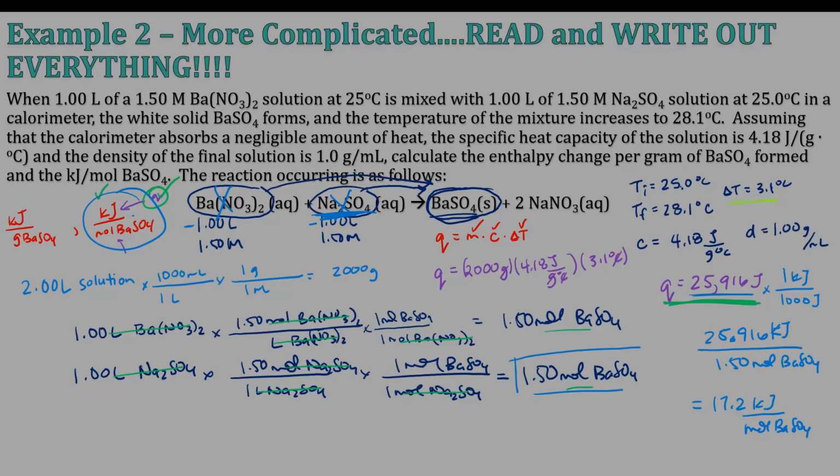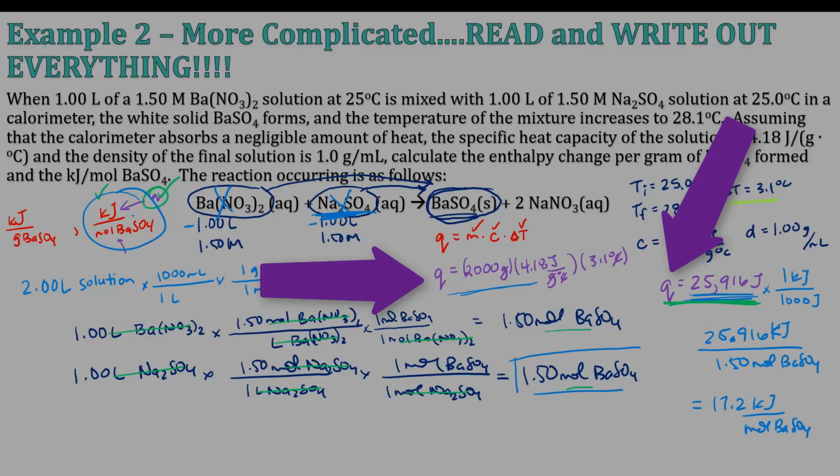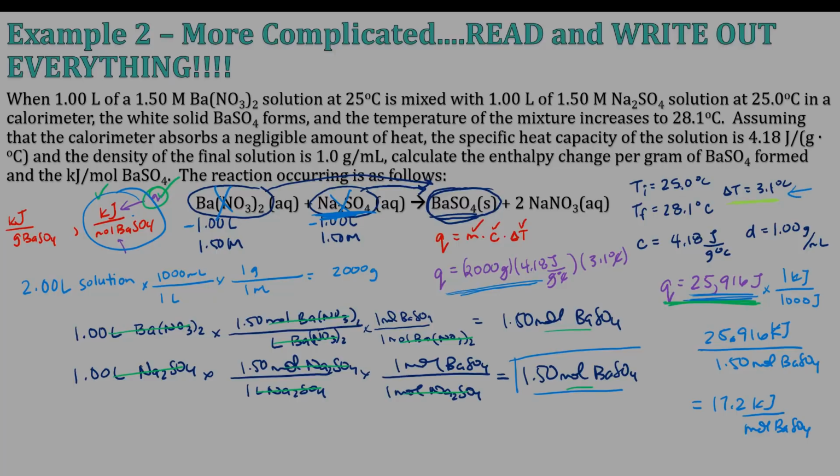Now, here's the tricky part, guys. This heat was what the solution absorbed, why the temperature went up, which means when the barium sulfate was formed, it released that heat into the surroundings of the solution so that the thermometer could read it. Okay, so that has to mean that these are all negative heats because it was released to the solution. That's why the temperature of the solution went up. All right, we can't put our thermometer right on the atoms. We can only feel what happens to the surroundings of the reaction.